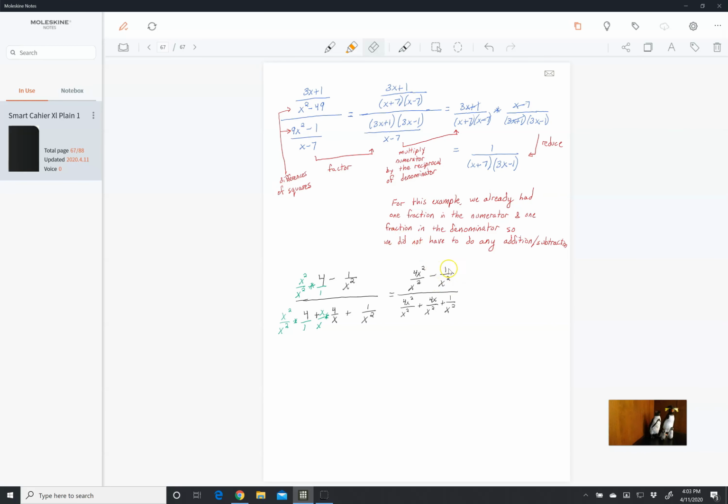Okay, so now we can combine our fractions. In the top, we subtract our numerators. In the bottom, we add our numerators. So we get 4x squared minus 1 over x squared, and on the bottom, we get 4x squared plus 4x plus 1 over x squared.